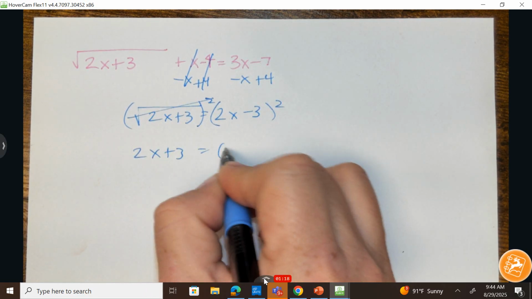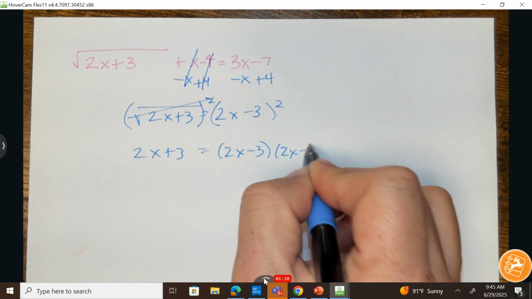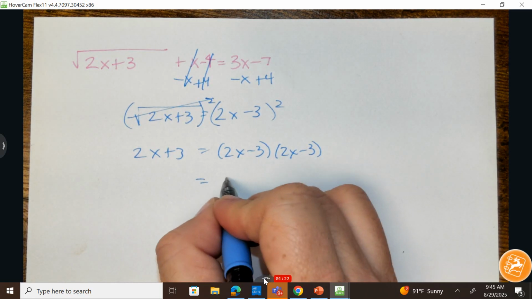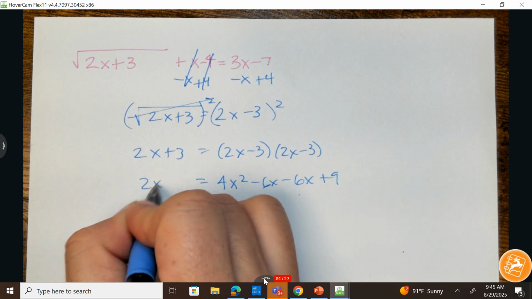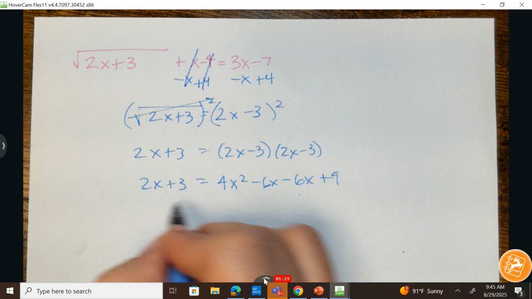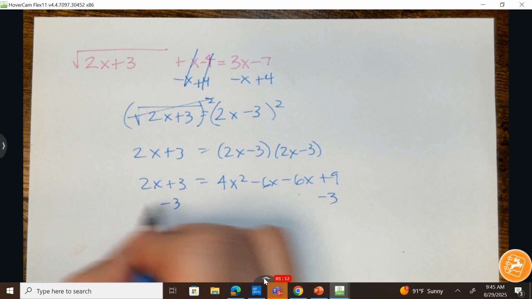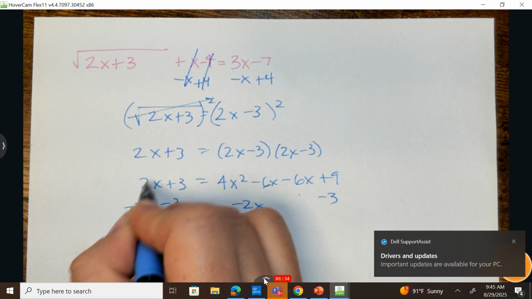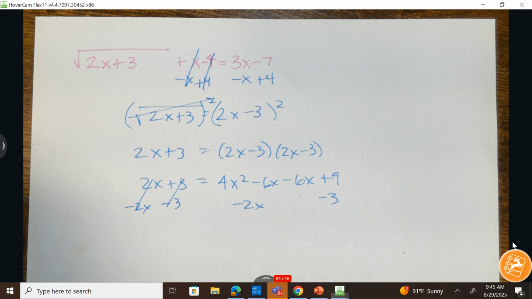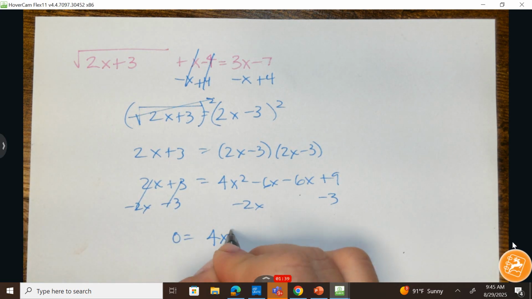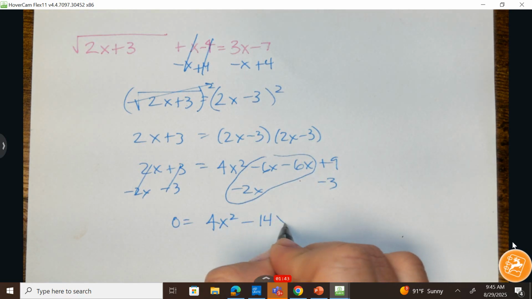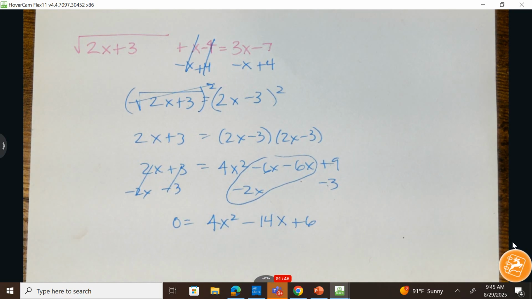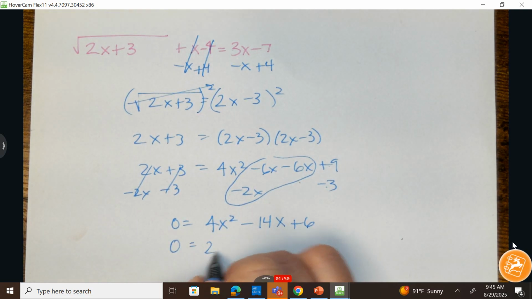And this means take this base and we're going to multiply it by itself twice. Now I'm going to quickly FOIL the right hand side. 4x squared minus 6x plus 9. I'm going to move everything over to the right, so subtracting 3, subtracting 2x, and I'm left with 0 on the left. Now on the right, when I combine like terms, I have 4x squared plus 14x plus 6. I notice that each of these is even, so let's divide by 2.